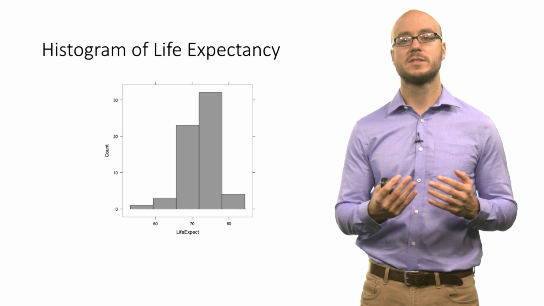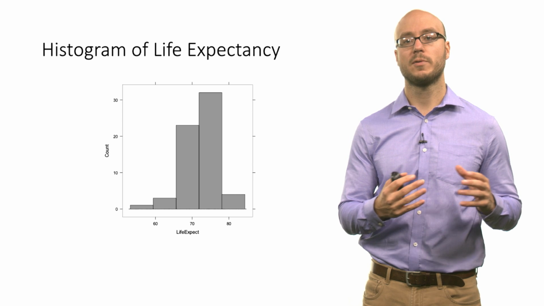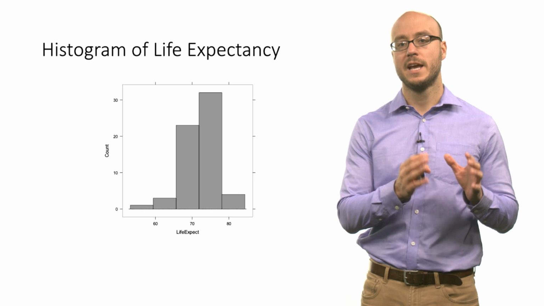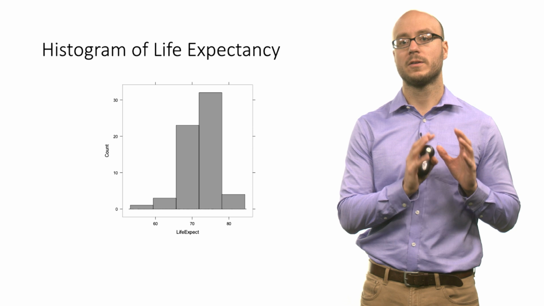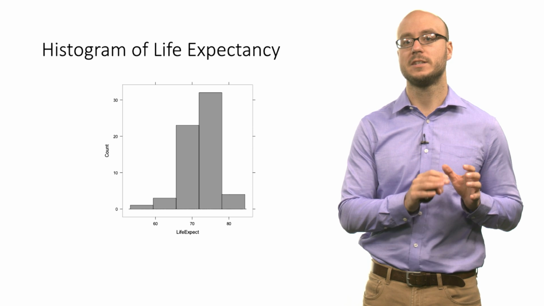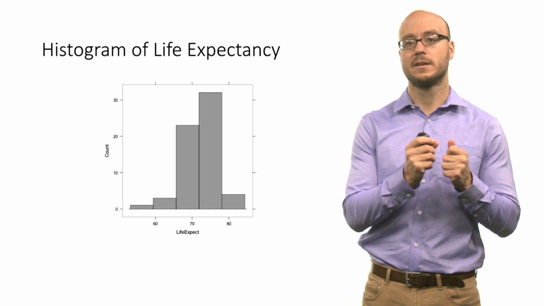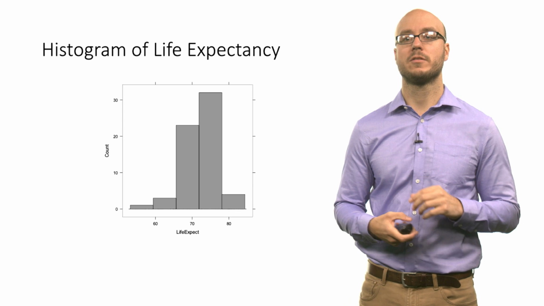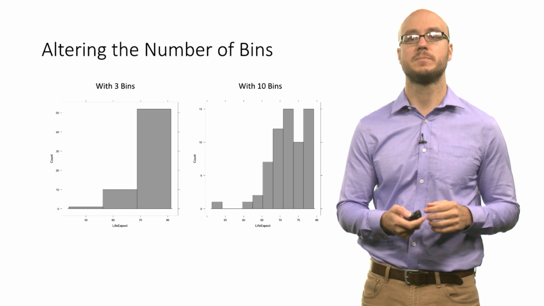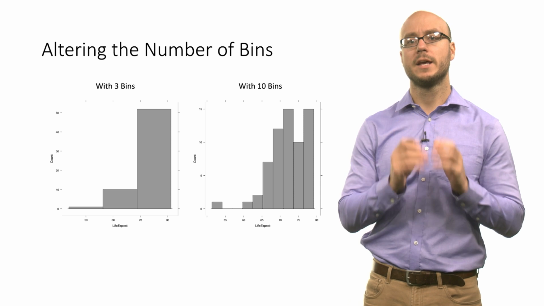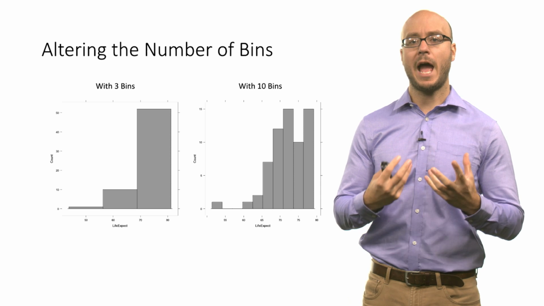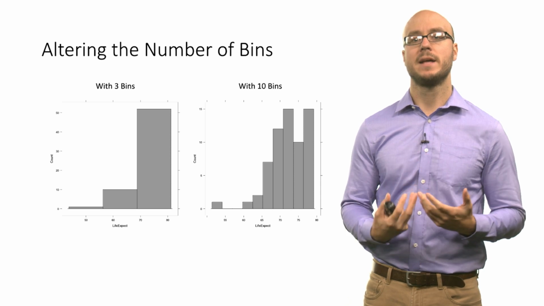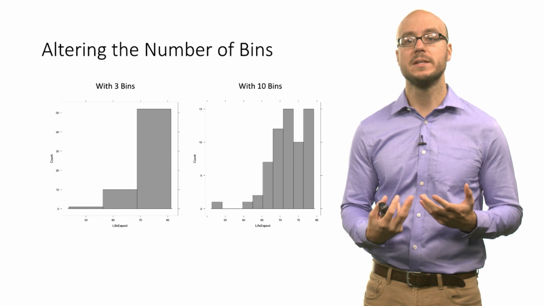And you do see some kind of spread, especially in the lower end, and that lower bar, that first bar that's really small, reflects that one data point of Haiti, which is lower than all the other observations in terms of life expectancy. But one thing about a histogram is that how you represent the data depends on the number of intervals, or the number of bins.